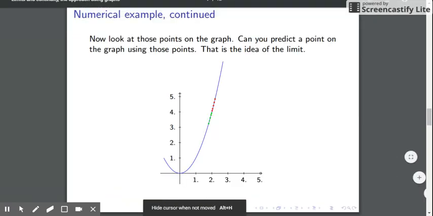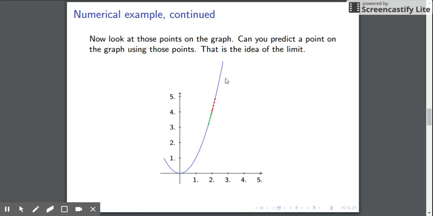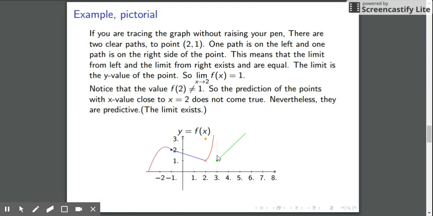Now here, this is again the graph of y equal to x squared. If you look at the red points, they have x values that are approaching 2. If you look at the green points, they have x values that are approaching 2. The y values of both sets of points are approaching 4. And in this case, the value of the function at 2 is going to be 4 as well. So that's another example, and I'm soon going to talk about continuity.